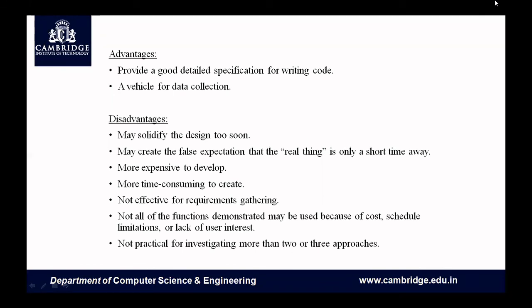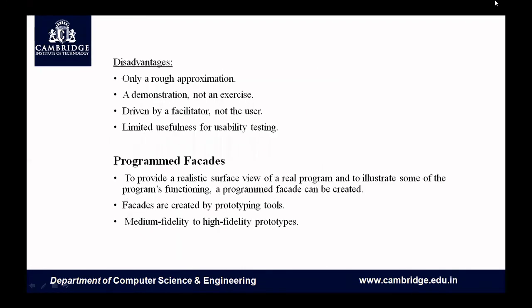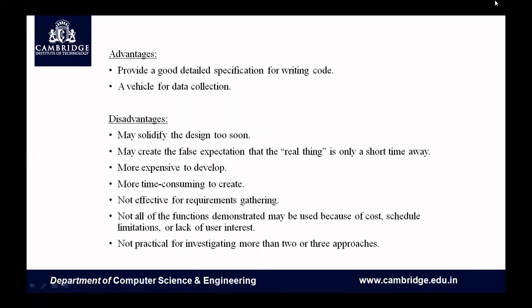The requirements we have seen in the last class, right? The direct and indirect requirements gathering, it is not so effective here. Why? Because it is just a front view where we can't get all the requirements of the other parts. Right? Not all the functions demonstrated may be used because of cost. So initially, whatever you tell, the front view will be like this, will be like that, may not all be achieved. It is not practical for investigating more than 2 or 3 approaches.